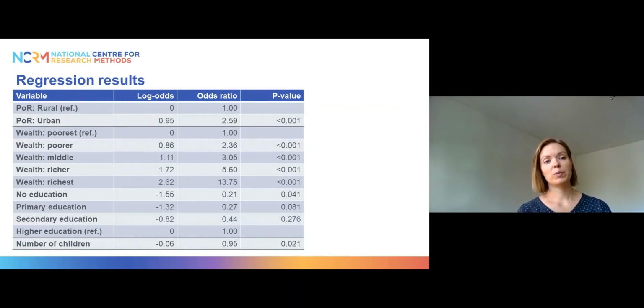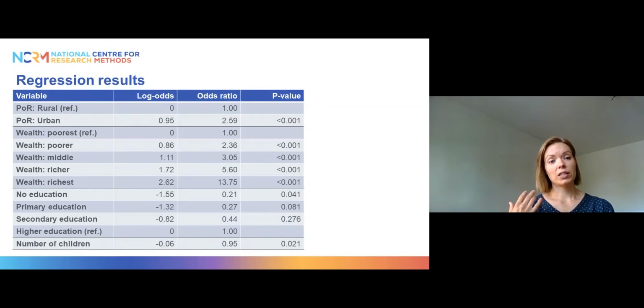When we put all of these variables into a binary logistic regression model, here are the results. We have first the urban-rural residence, then wealth, then education, and finally number of children as a continuous variable. All the other explanatory variables are categorical. When it comes to the columns in this table, the first column shows you the results on the log-odds scale, the unintuitive scale, but the one that is quite similar to linear regression. The middle column shows you odds ratios, and the last column shows you P-values from Wald-tests. I will come back to what that means.